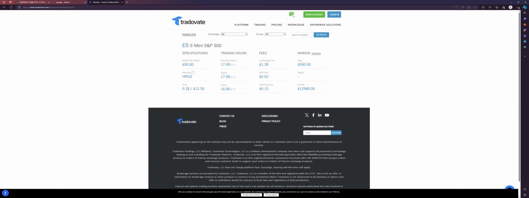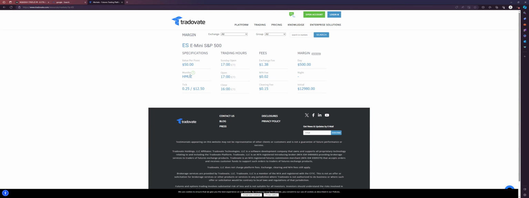So how that would look like is, let's just say you were at level 100, right? If you go to level 100.25, you just made $12.50. If you go to level 100.5, you just made $25. If you go to level 100.75, you just made $37.50. And if you go to level 101, you've now moved 1 whole point, which is $50. So I hope that makes sense.